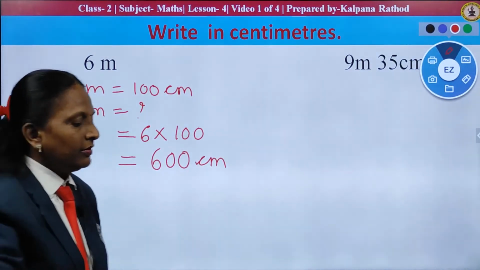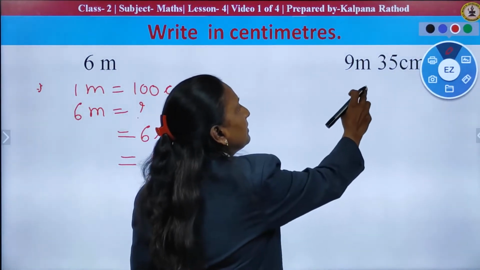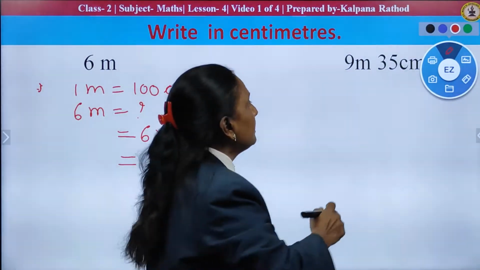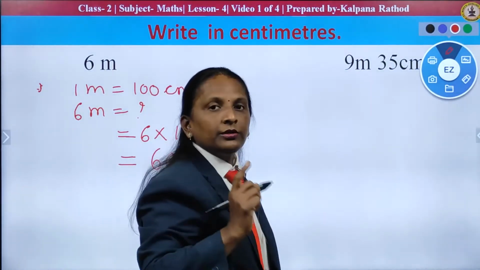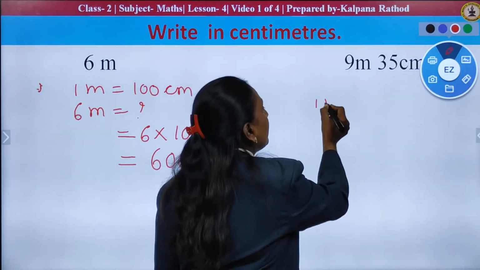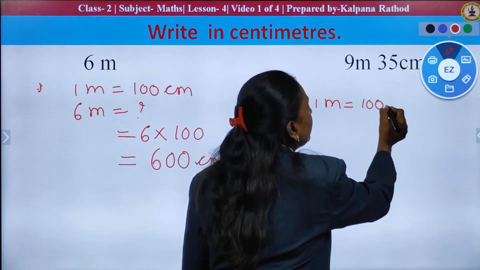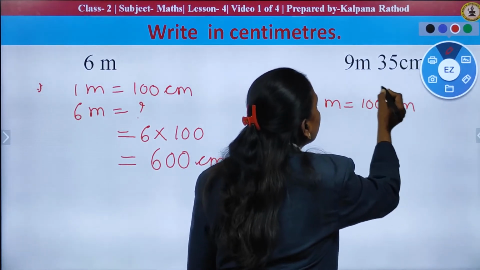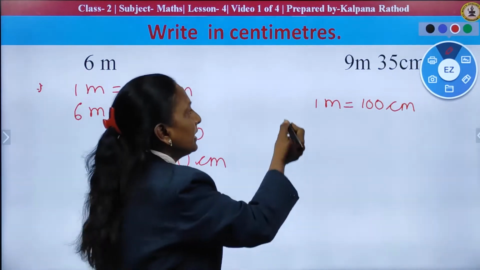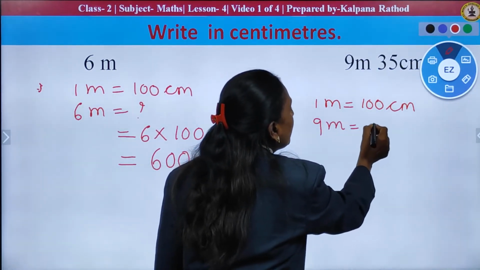Okay children? Now, we will convert the next sum. Now, the next sum is 9 meter 35 centimeter. All of this we have to convert into centimeter. So, first of all, we will write the formula. Our formula is 1 meter equals 100 centimeter. So, here 9 meter is given to us. So, we will convert that first. 9 meter equals how much?